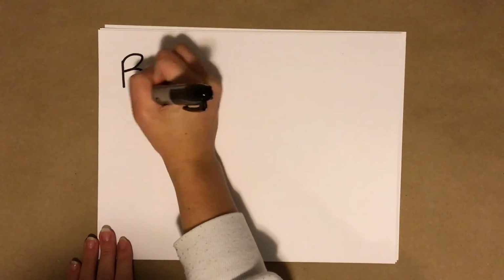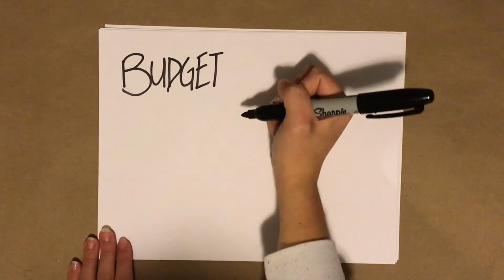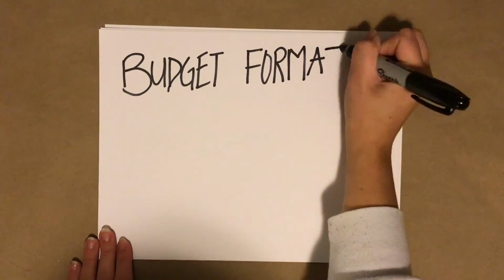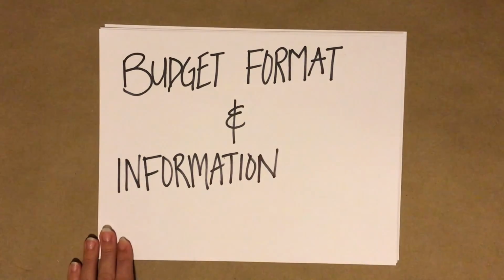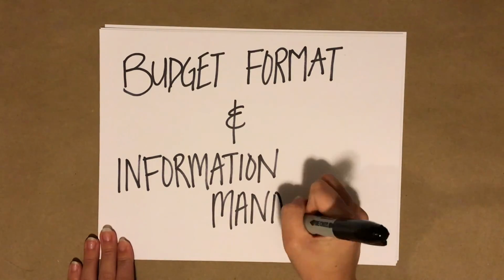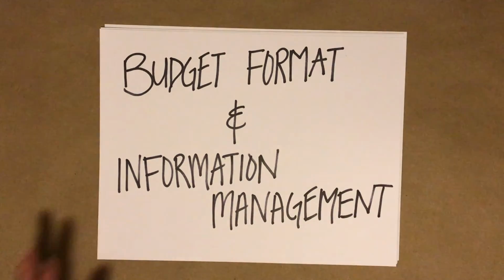The second piece to this puzzle is the budget format, basically how everything in the budget is set up, and then the information management, which is how us, the public, would access all of this information, how easy or difficult it is.